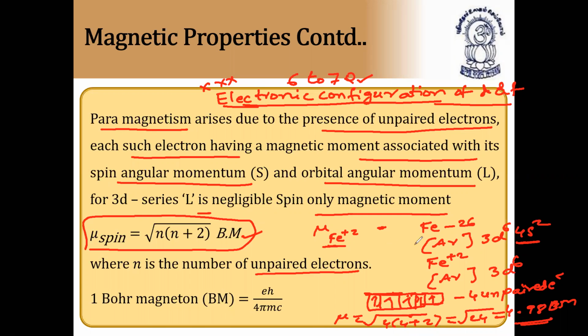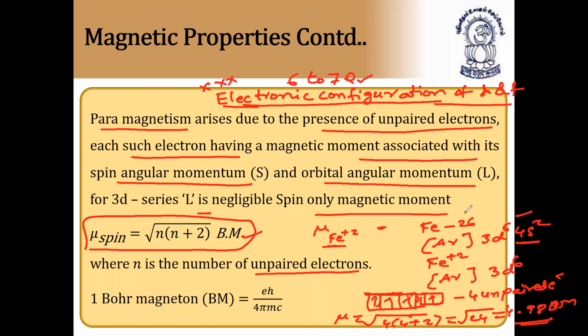The main basis for this is electronic configuration. If you don't know electronic configuration, it's very difficult to find the number of unpaired electrons. Paramagnetism arises due to the presence of unpaired electrons, and mu is the spin only magnetic moment. Magnetic moment is calculated by the formula mu equals root of n into n plus 2.